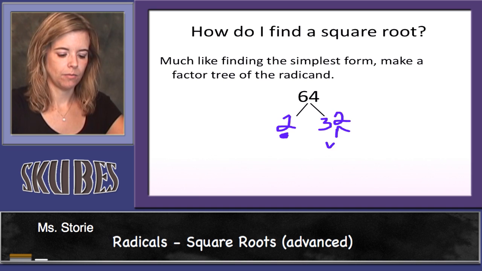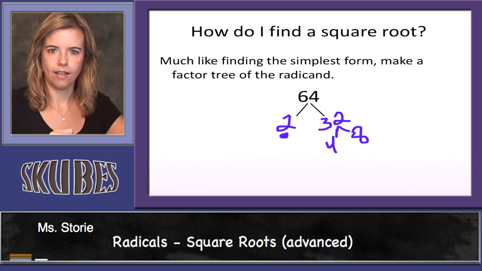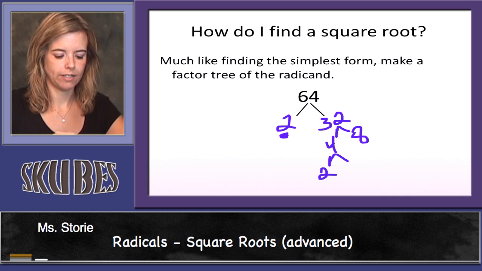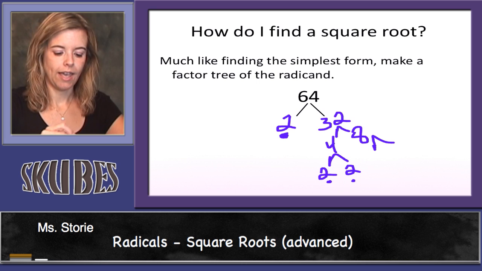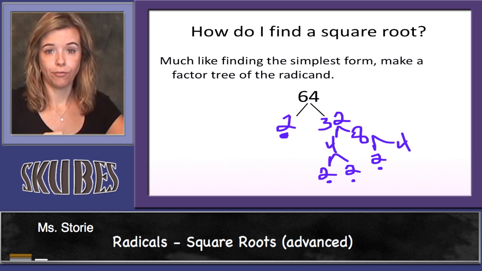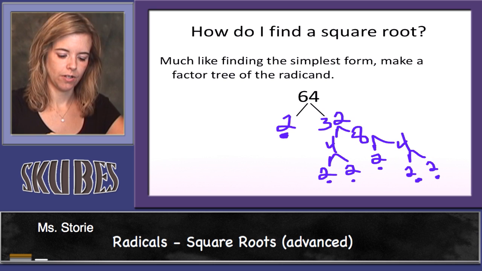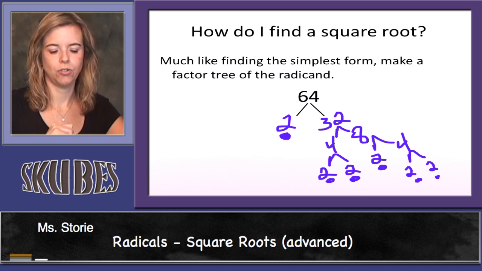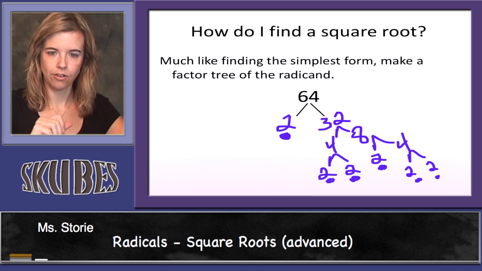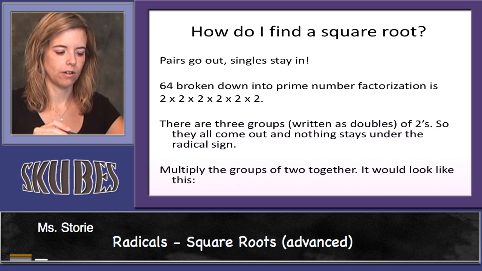I can break it down by 4 and 8. 4 is not prime, so I have to break down a little bit more. Now I have the primes of 2. 8's still not prime, so 2, and then 4. And 4 is not prime yet, so let's break it down one more time. We have 2 and 2. So we've got 1, 2, 3, 4, 5, 6 2's in a row. If we multiply all of them together, it should get us back up to 64.